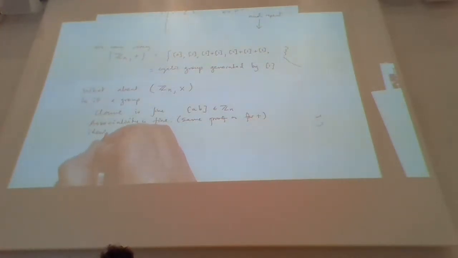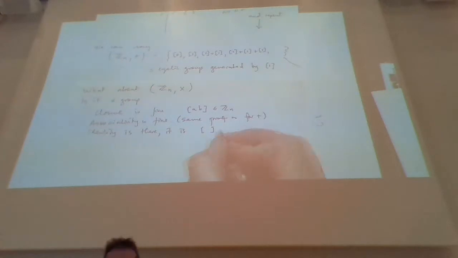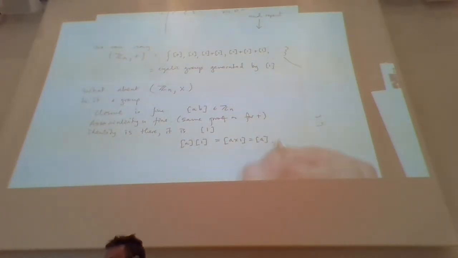Identity is there. It is the congruence class of 1. That's the congruence class that when you multiply it by any other one, it doesn't change the other one, because you just multiply the representative by 1. Congruence class of A multiplied by congruence class of 1 is congruence class of A times 1, which of course is congruence class of A.